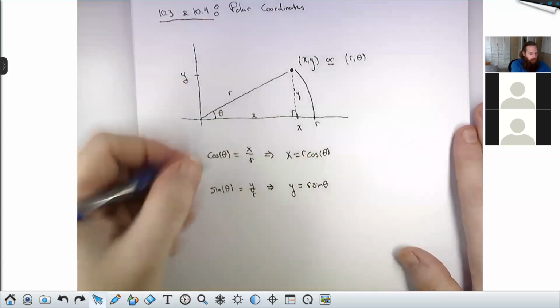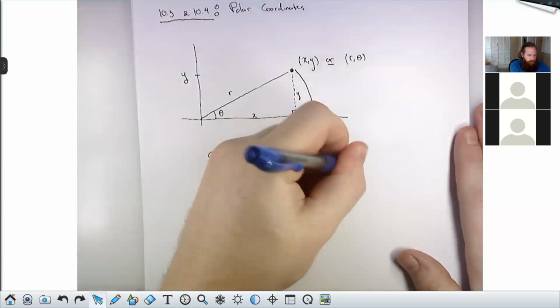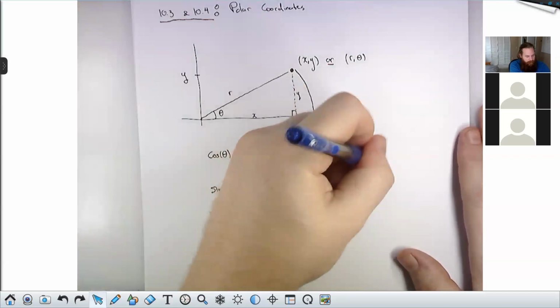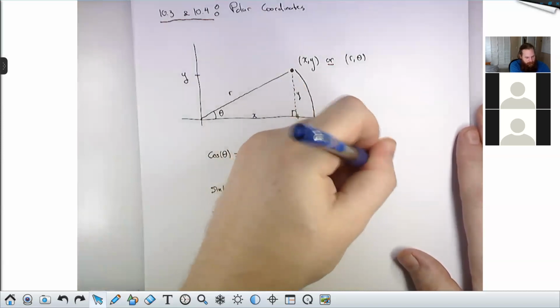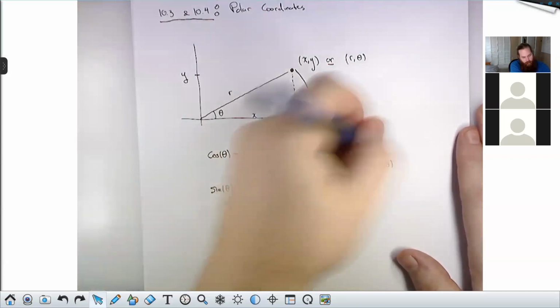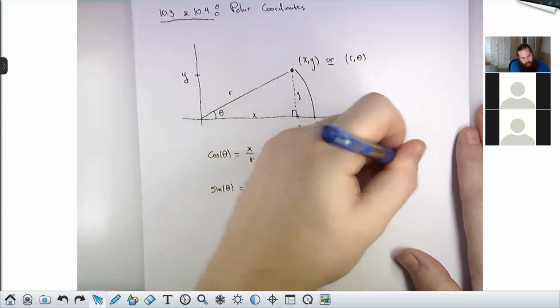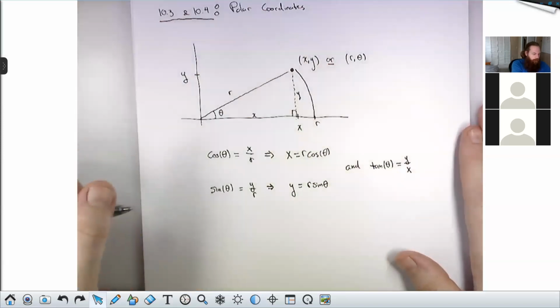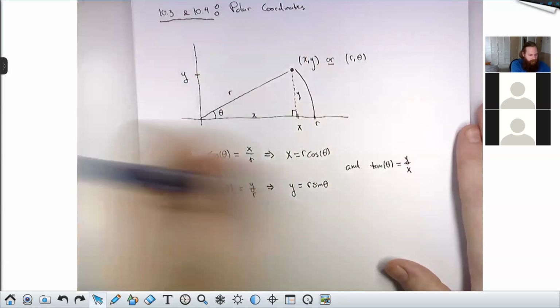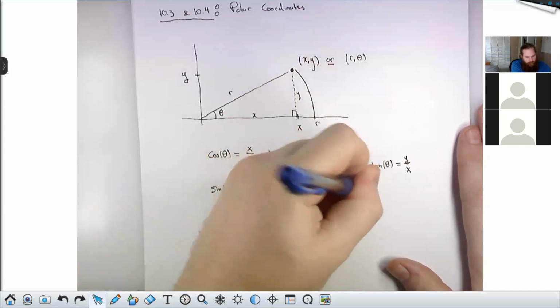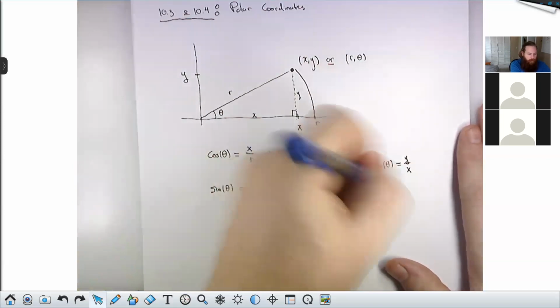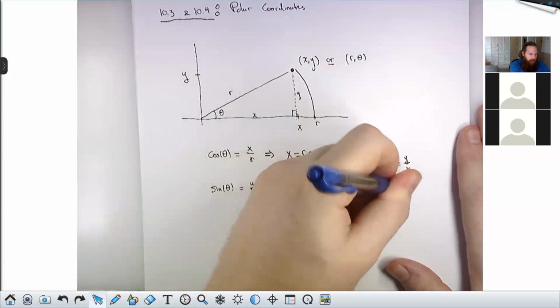The last kind of important thing like this is that the tangent of theta is y over x. And also, I guess you could say, similarly important, if you take x squared plus y squared, that will be r squared. That's the Pythagorean.